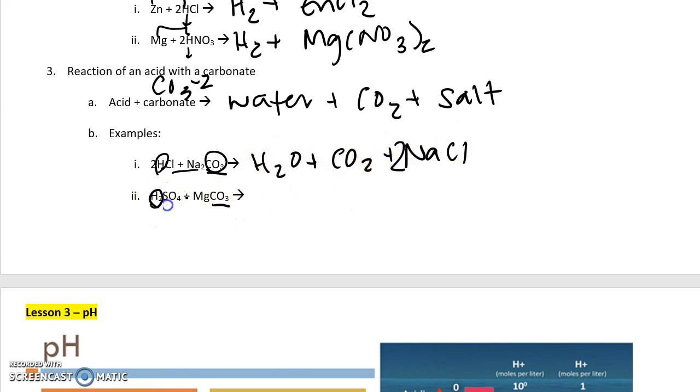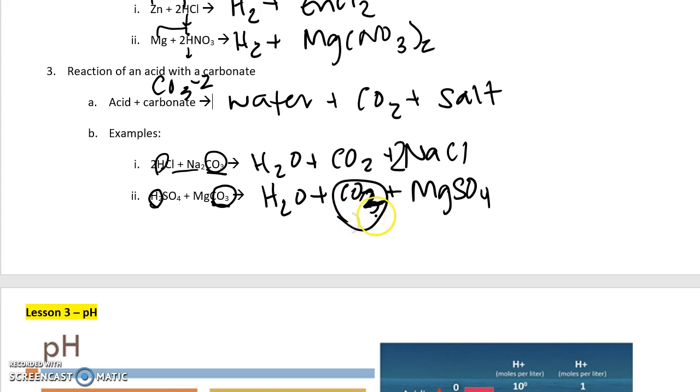Next one, again, I get the water out of the H's and the CO3 coming together. So I'm going to have H2O, CO2 there, and MgSO4. That's +2 -2, so you just write it out like that. Check to make sure it's balanced, and it's balanced as is, so we're good to go. You would see a lot of bubbling from this as well, okay, because of the carbon dioxide being given off.